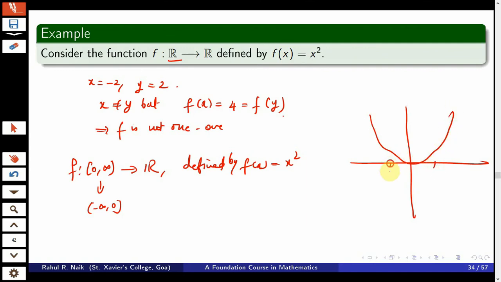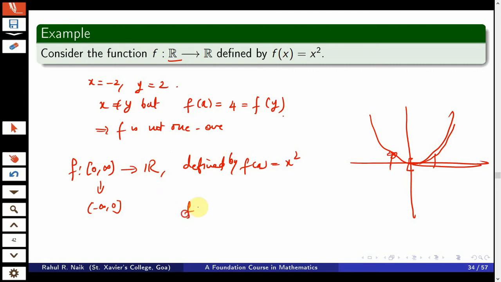So symmetric points map to the same point, from the positive x-axis and from the negative x-axis. When I consider the domain as only 0 comma infinity, then I am considering only this part of the graph, not this, and therefore this is always positive. So therefore this is always 1-1. That you can very easily show using the proposition.